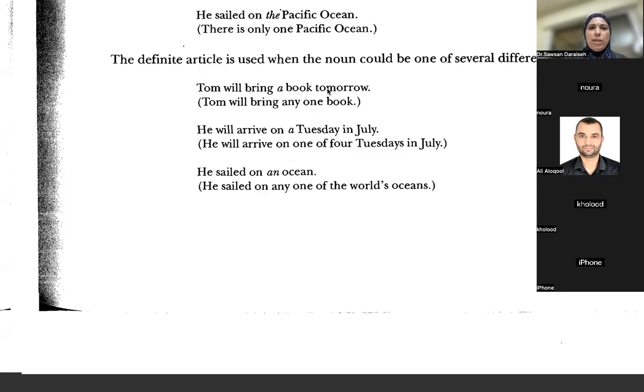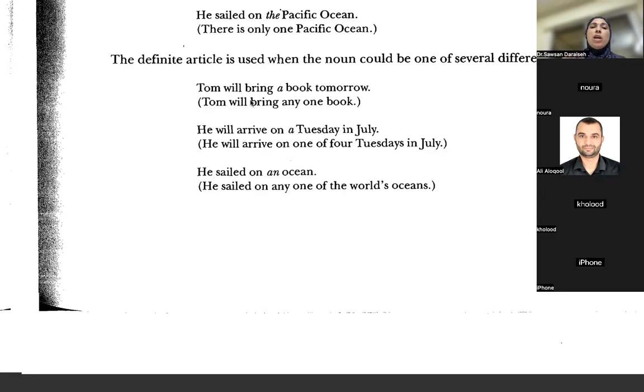I hope you understood why it's wrong. Anyway, let's put indefinite and make this information related to these, okay guys? So, Tom will bring a book tomorrow. Imagine someone says Tom will bring a book tomorrow. What does this mean? Any book he finds, he will bring it.